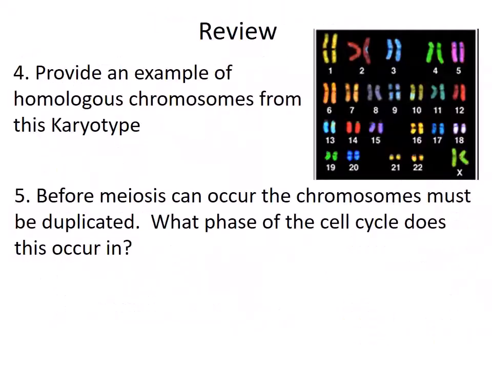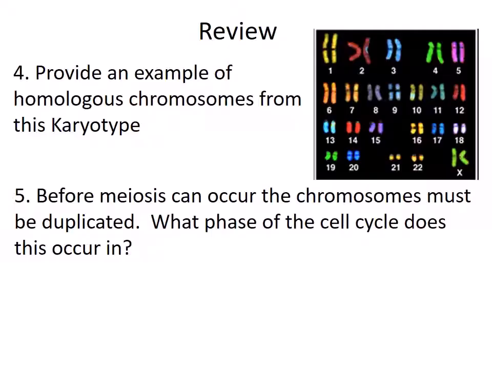All right, so the first question is provide an example of homologous chromosomes from this karyotype. So remember, the karyotype is a picture of the chromosomes from an individual, and the chromosomes are sorted out and paired up. So the homologous chromosomes would be like the 2 chromosome 1s or the 2 chromosome 2s or the 2 chromosome 15s. And then before meiosis can occur, the chromosomes have to be duplicated.